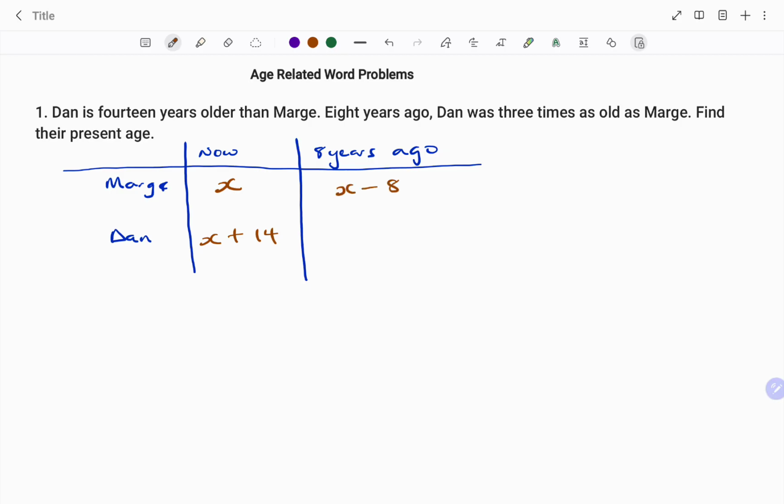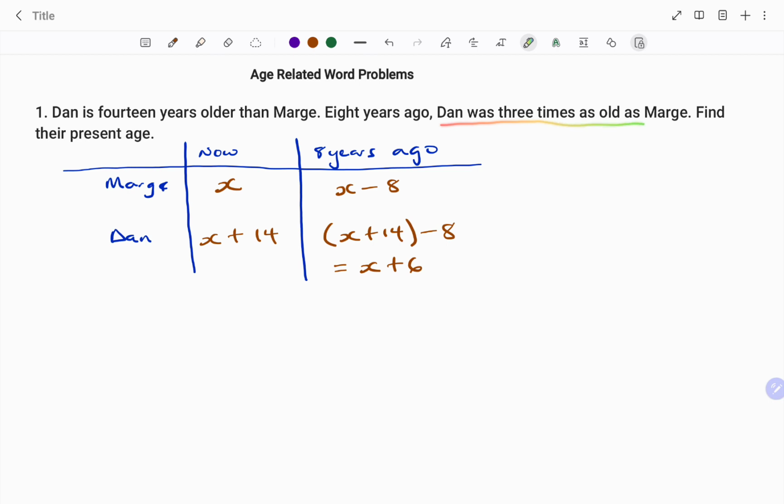And then Dan will also be X plus 14 minus 8. And that will give us X plus 14 minus 8, that's 14 minus 8, that's X plus 6. So 8 years ago, Madge was X minus 8 years, and Dan was X plus 6 years. The next statement says, after finding their ages 8 years ago, what happened?